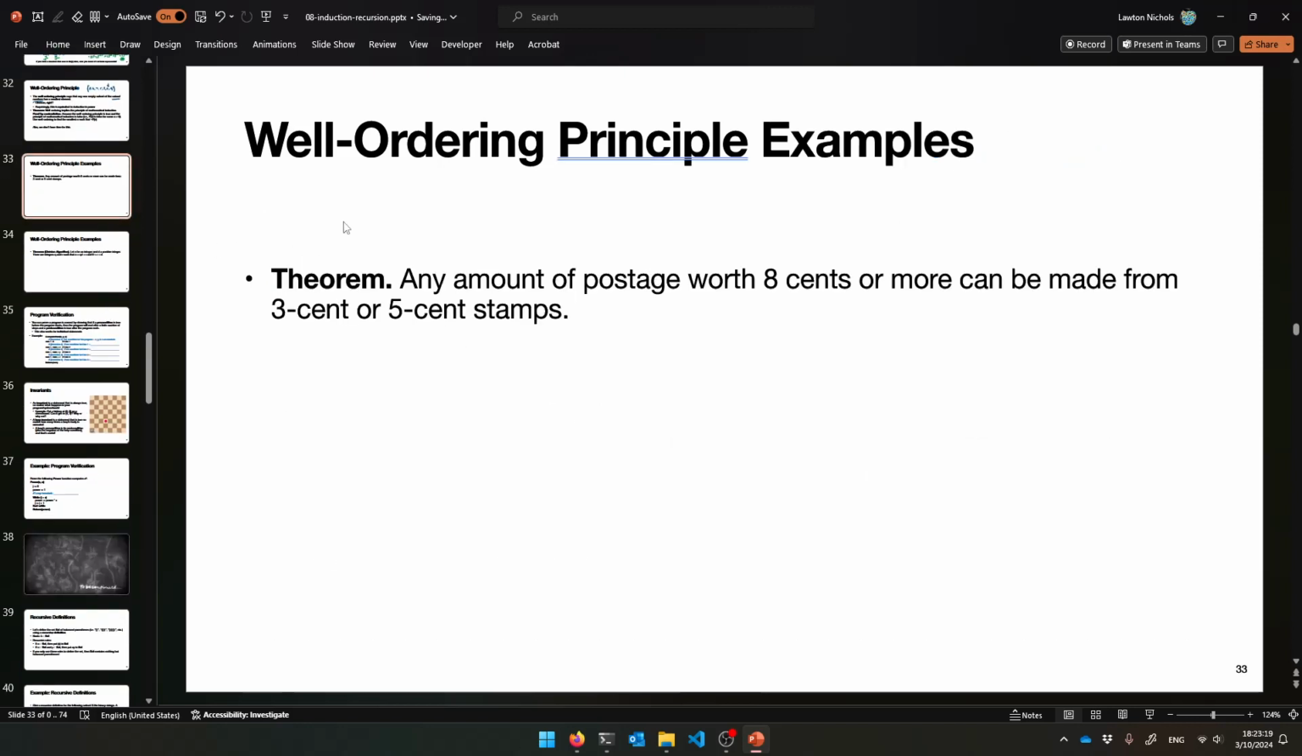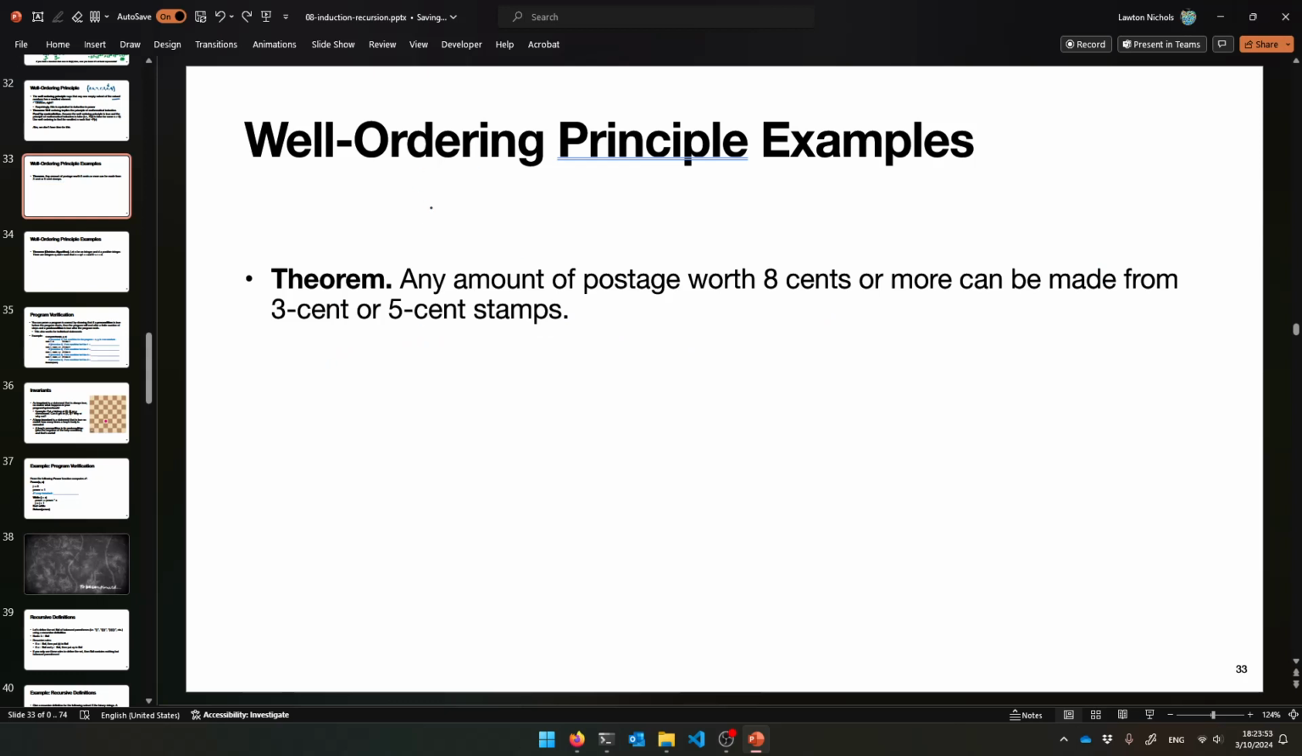All right, so here's a fun little theorem that uses the well-ordering principle. Let's say that we live in a universe where you can buy 3-cent stamps and 5-cent stamps. So maybe this is a long time ago. I'm going to prove to you, using the well-ordering principle, that for any amount of stamp that you need, like a 52-cent stamp, anything 8 cents or more, you can make it from a combination of any number of 3-cent and 5-cent stamps. Okay? So that's going to be the secret.